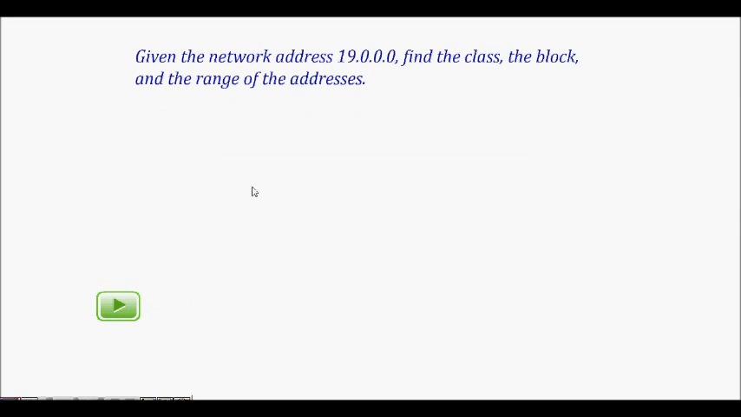Okay, now we will have some quiz time. Quiz is important to get your concepts clear. Given the network address, find the class, the block, and the range of the addresses. It's asking a lot of questions. When your network address is this, it means this is the network part, and these can vary. So this is class A.